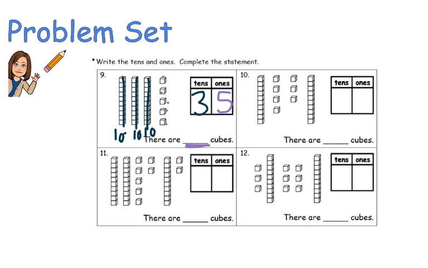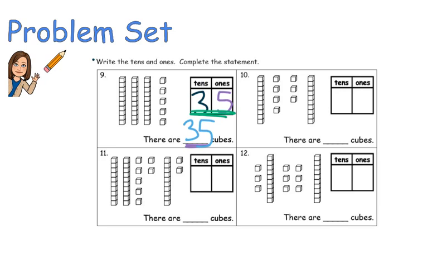Now we need to write the total. So I'm going to count like this. 10, 20, 30, 31, 32, 33, 34, 35. Does that match our chart over here? We said that we had 3 10s and 5 1s. Does 35 match that number? It does. Very good.